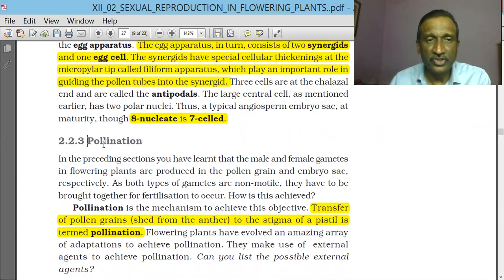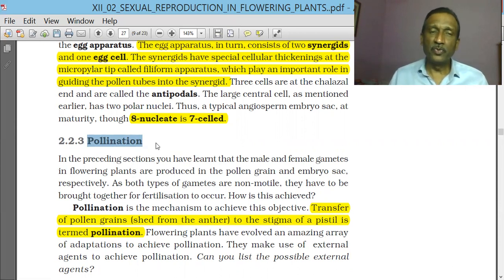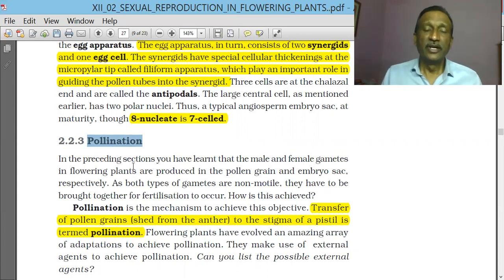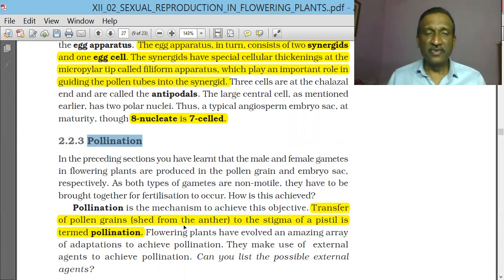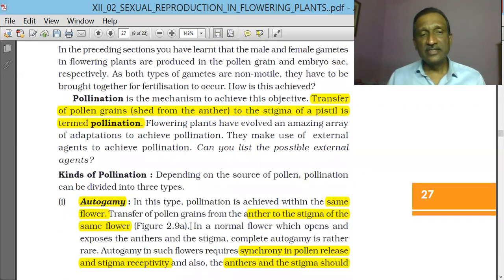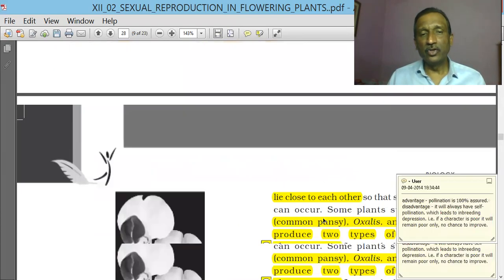Now next is pollination. Pollination is an event in which the pollen grains from the anther are transferred to the stigma. Pollination is a very important event of any plant, because without pollination fertilization cannot occur, and then the further changes that have to take place in the plant life will not be possible. Now pollination can be of two types, self pollination and cross pollination. And self pollination again is of two types, autogamy and geitonogamy.